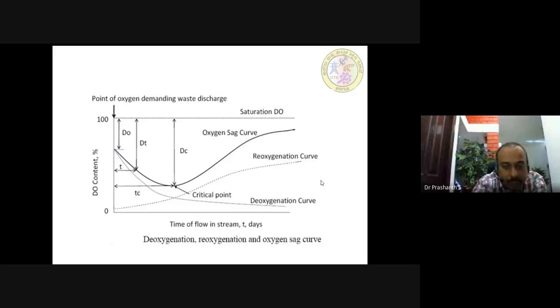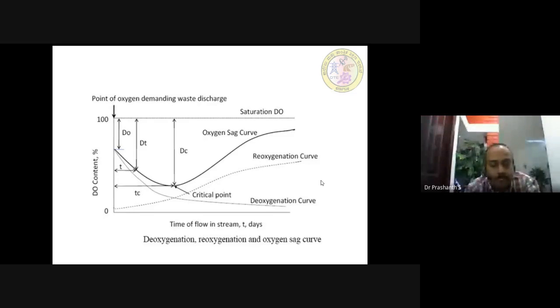Look here, the re-oxygenation keeps increasing like this. When the re-oxygenation is maximum, you have got the oxygen sag curve also very good, meaning the deficit is also very less.